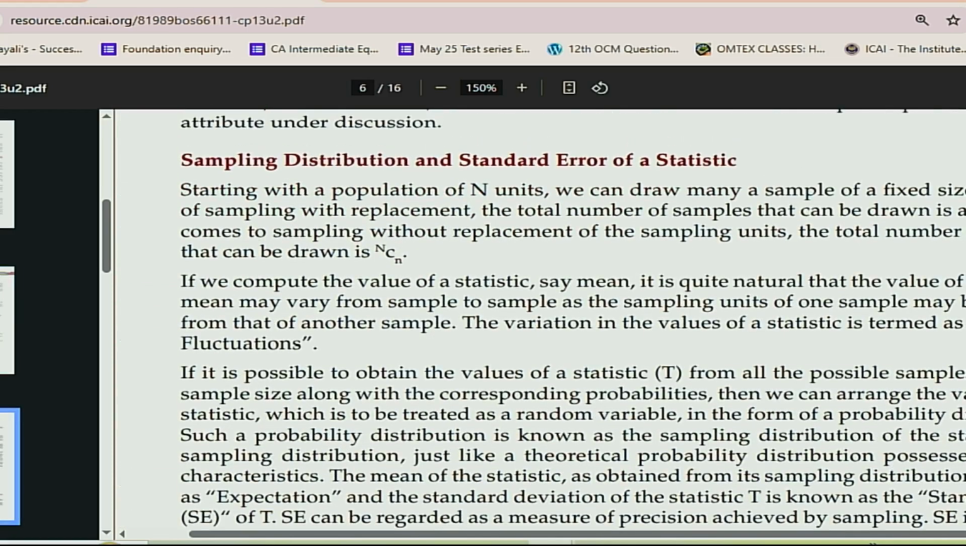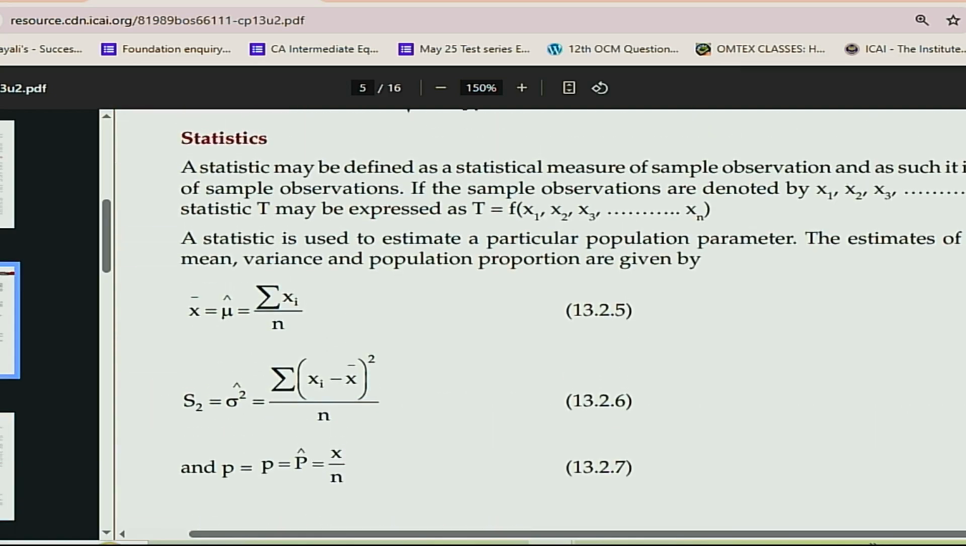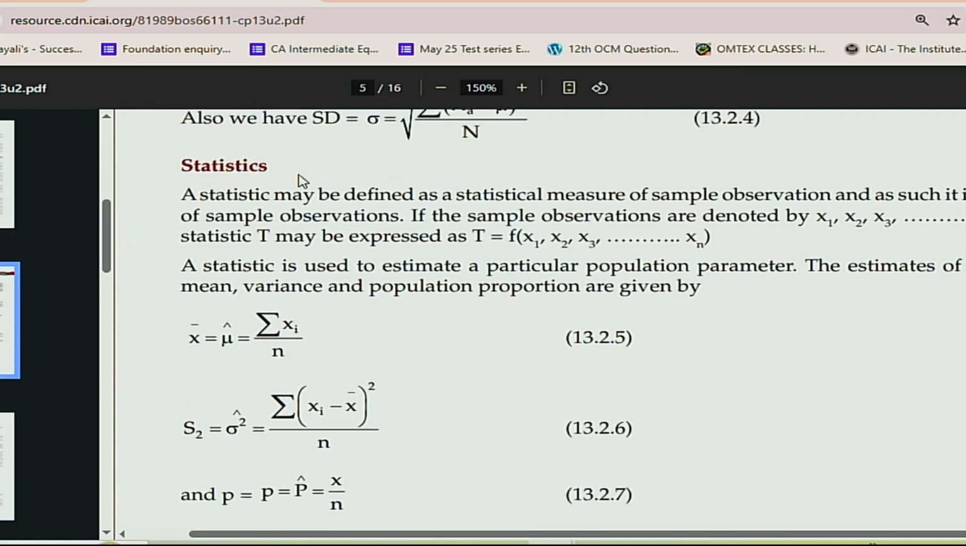Okay, then give the heading as statistic. Write down up till here. A statistic is used to estimate a particular population parameter. So the estimates of population mean, variance and proportion are given by.